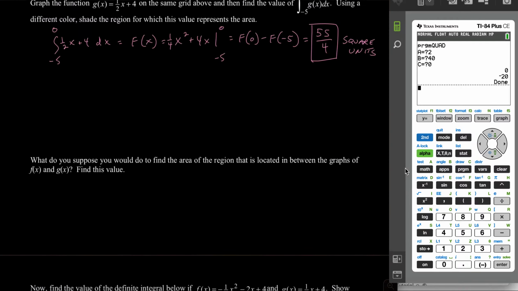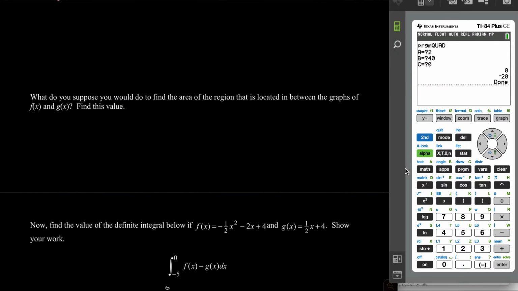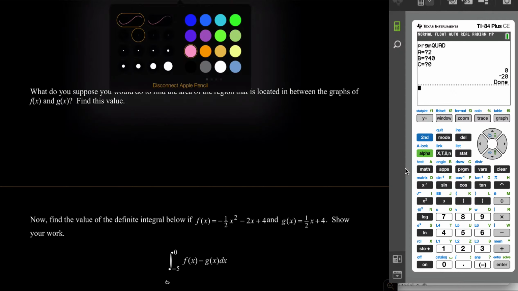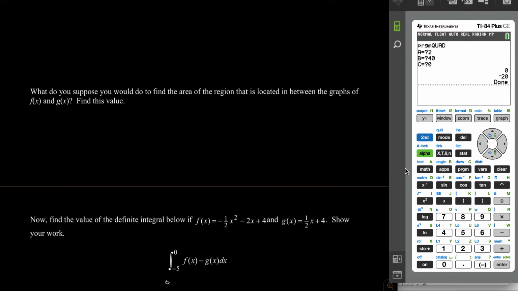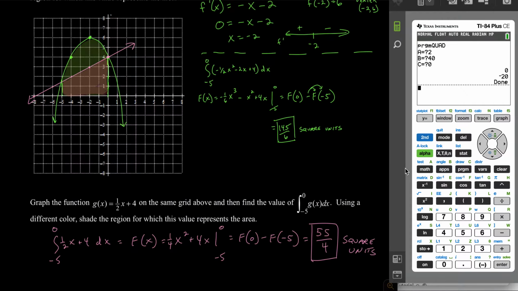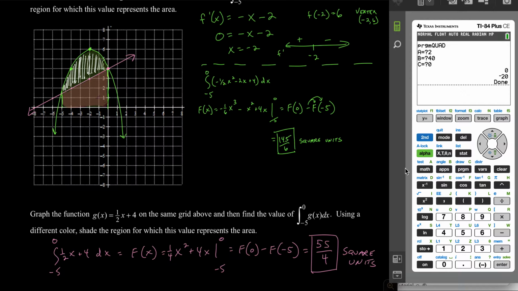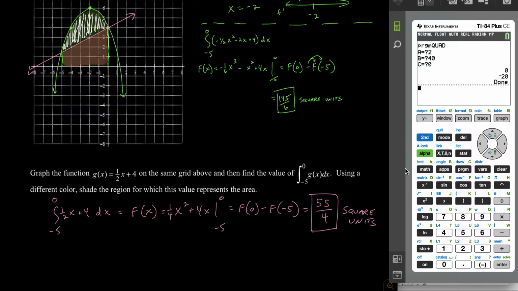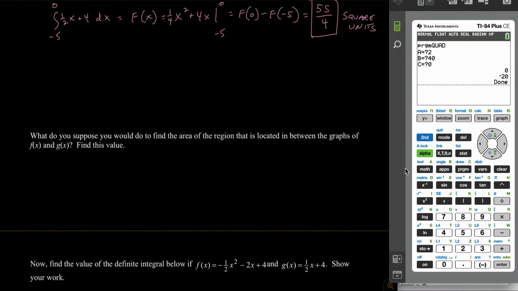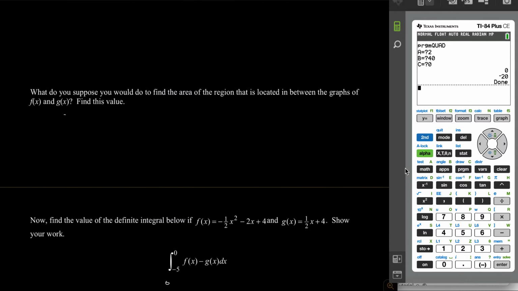So now what we're going to talk about today is really the area between the two curves. So I'll do this in white here. What do you suppose you would do to find the area of the region that is located in between those two graphs? So I want to find this white area here. I shaded that in white. How do you think I find that? Well, I take the green area, I subtract the pink area, and I will have the area in between. So subtract the two areas.